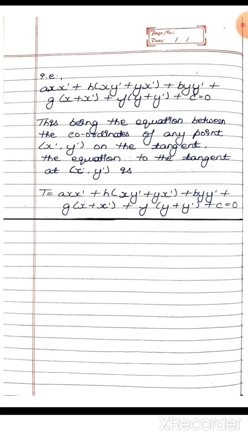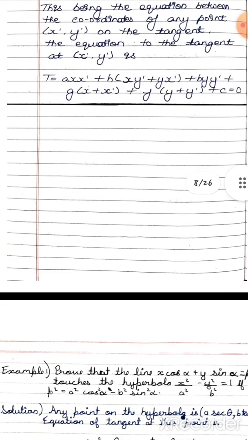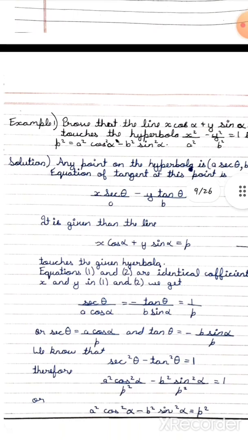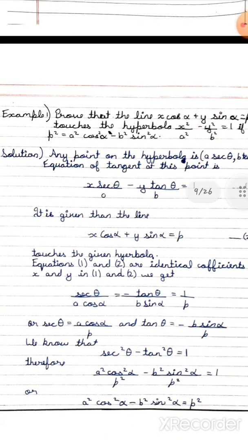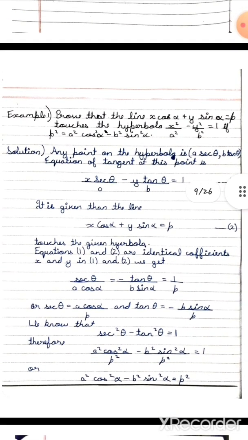So the equation of tangent will be T = ax x' + h(x y' + y x') + by y' + g(x + x') + f(y + y') + c = 0. So we get the equation of tangent. Let's take an example of how we can solve a question based on this equation.